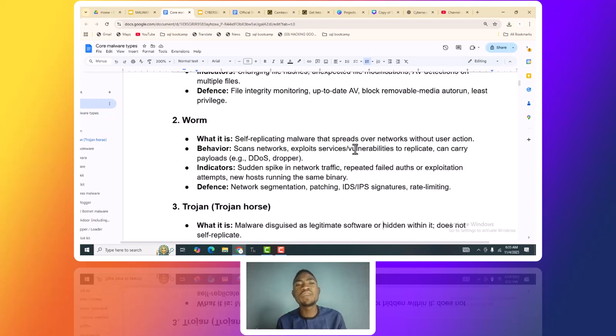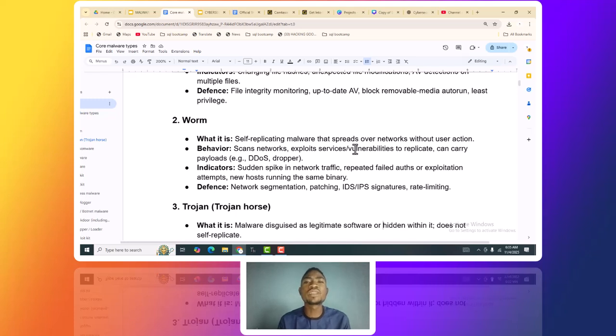Some of the behaviors that tell us this is actually a worm and not a virus are that it scans the network and exploits our services and vulnerabilities to replicate itself. It can carry out payloads like a DDoS, a denial of service attack, or a dropper. One of the indicators of compromise of a worm is a sudden spike in network traffic. It overloads your network to make you feel like thousands of persons are visiting that network.